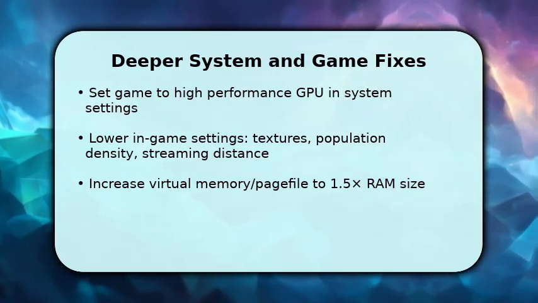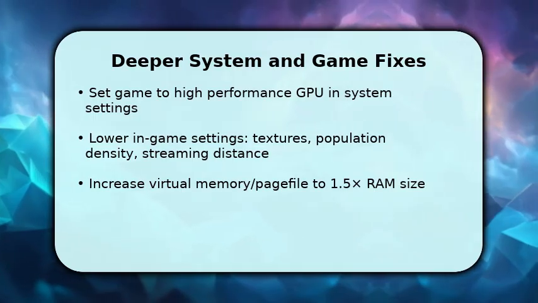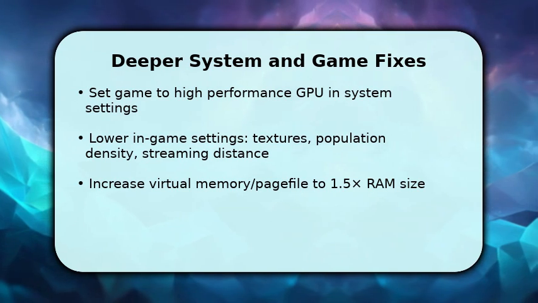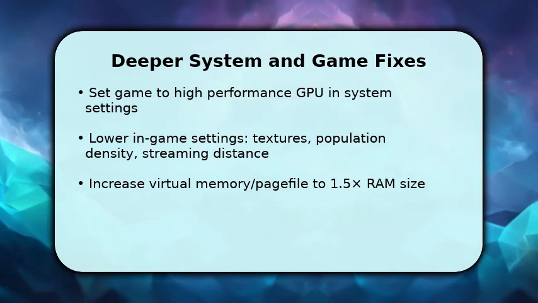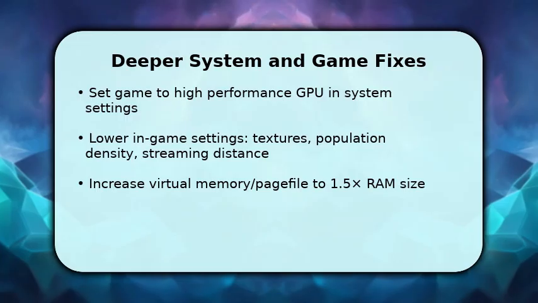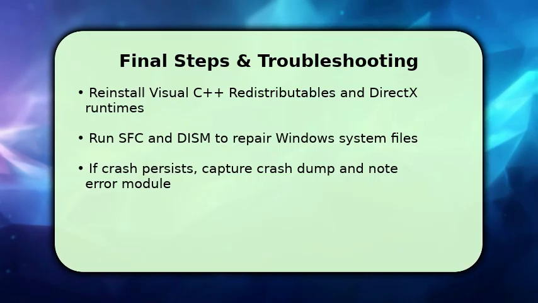Then adjust Windows virtual memory. Set a manual page file of about 1.5 times your RAM, so the OS can offload when physical RAM is full. Finally, to finish, focus on runtime and system integrity, because missing or corrupt redistributables can cause access violations.